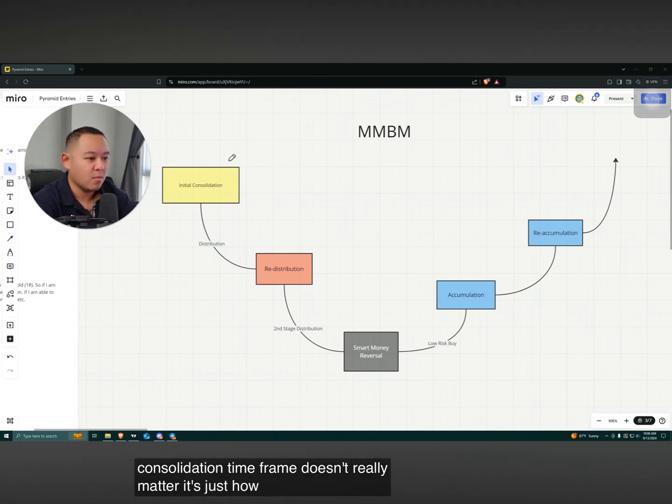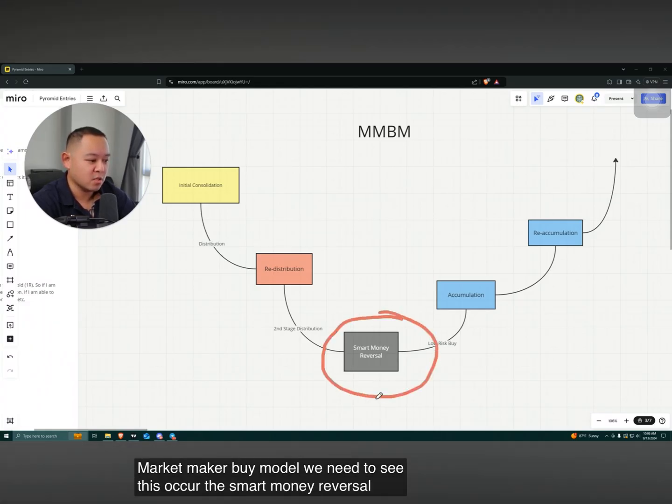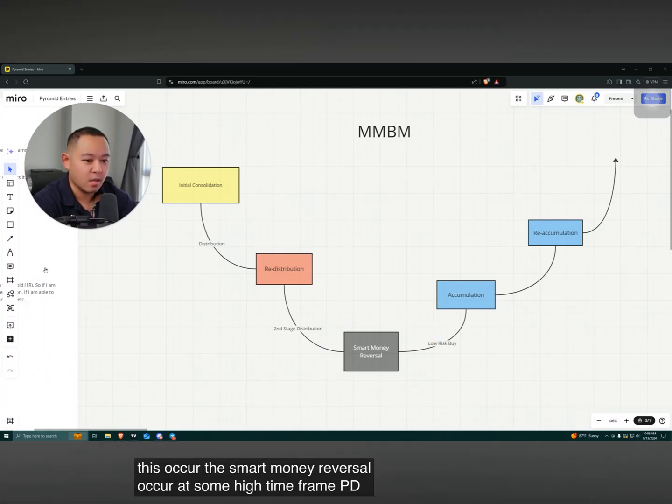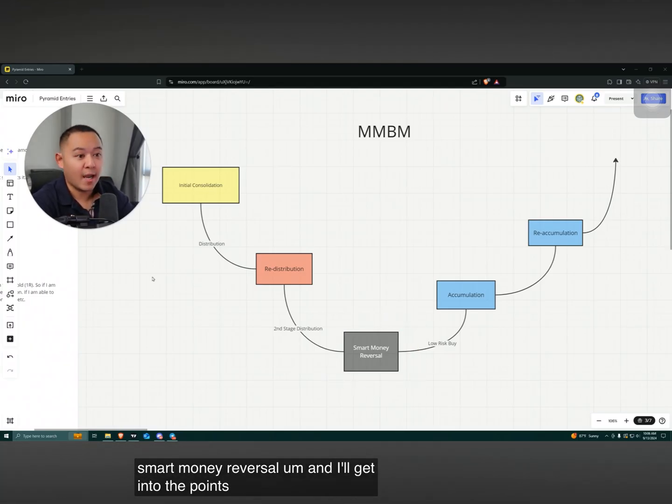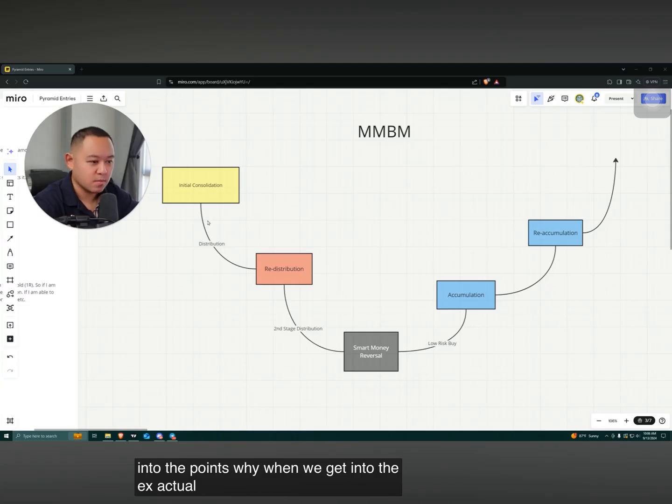It's just how can we frame this in the right way, as long as we have the right direction on the higher time frame. Because in order to spot the market maker buy model, we need to see this occur, the smart money reversal occur at some high time frame PD array. This is where it's going to be most important, this smart money reversal. And I'll get into the points why when we get into the actual examples.